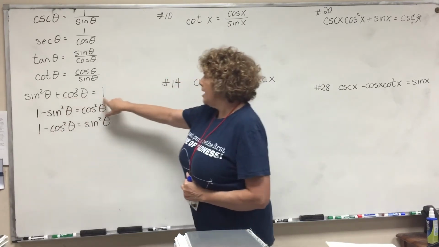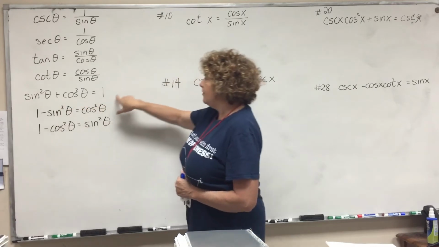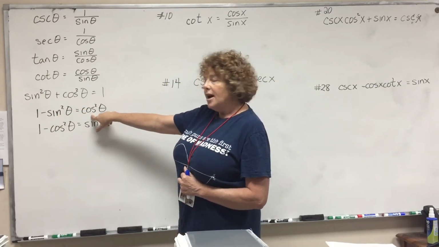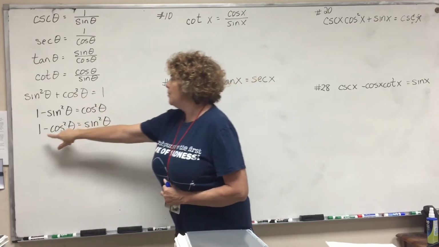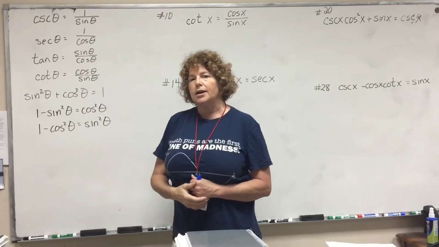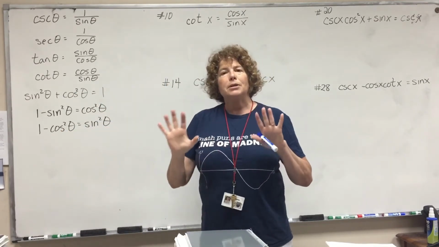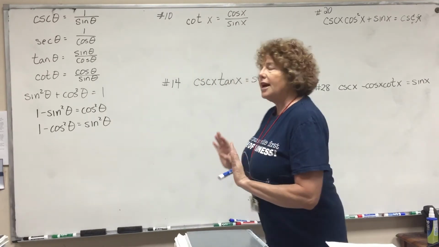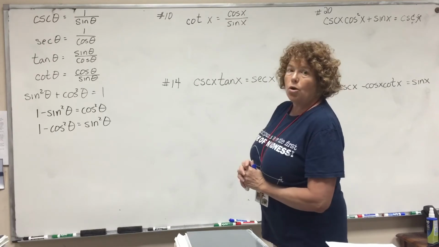You can move this around. I can subtract a sine squared from both sides and get 1 minus sine squared equals cosine squared. I can subtract a cosine squared and get 1 minus cosine squared equals sine squared. So all you're doing is manipulating each side until they're equal. So let's take a look at 4 examples from your homework.